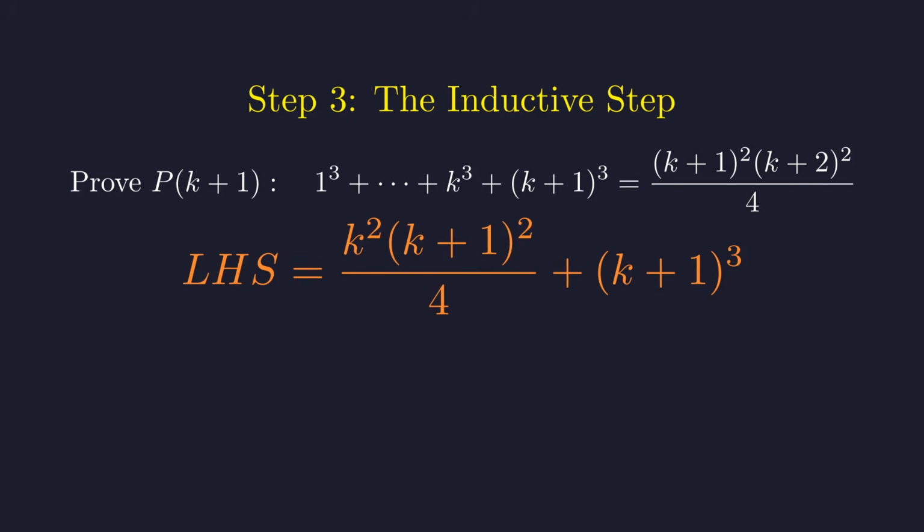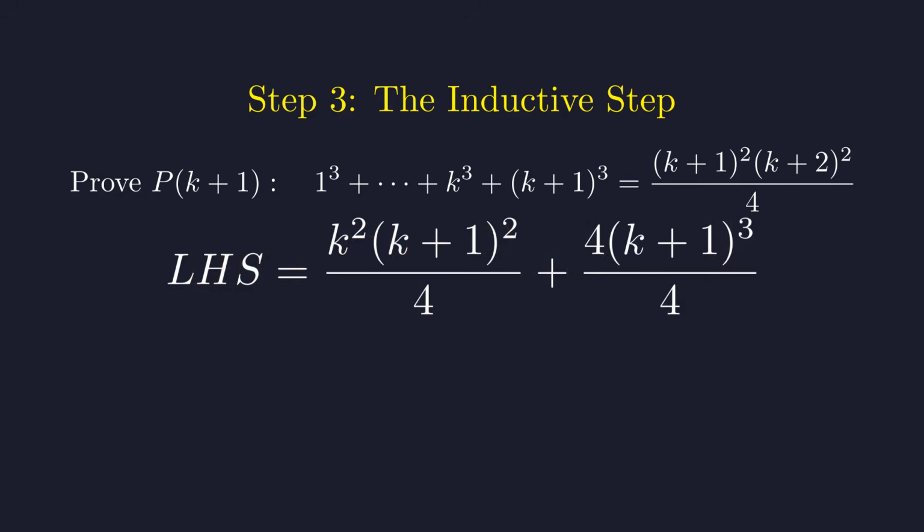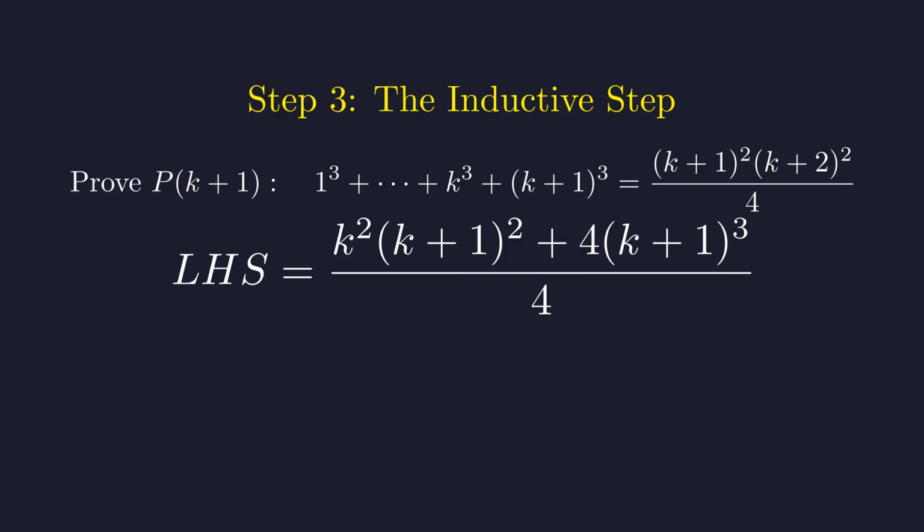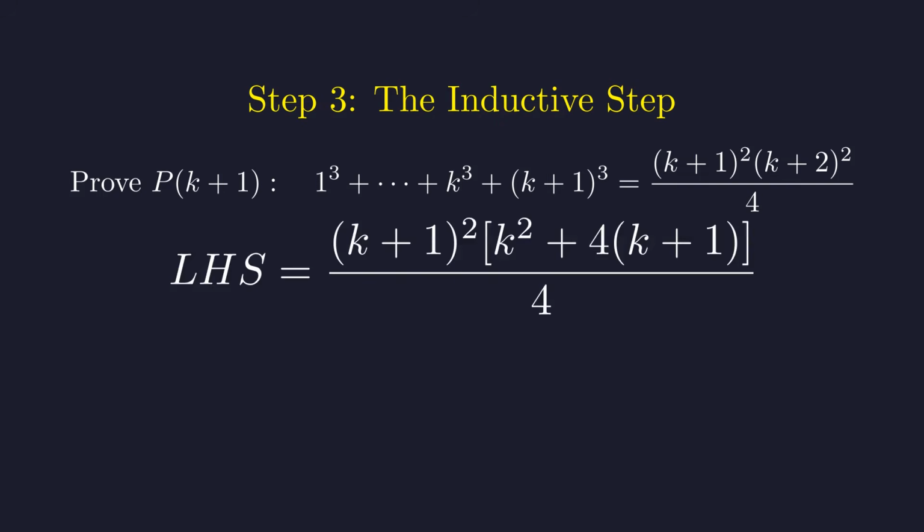To combine these terms, we need a common denominator. We express the second term as a fraction over 4. Now that both terms share the same denominator, we can combine them into one fraction. We add the numerators over the common denominator. Observe the common factor of k plus 1 squared in the numerator. This is the key to simplifying the expression. Factoring this out is the pivotal step.